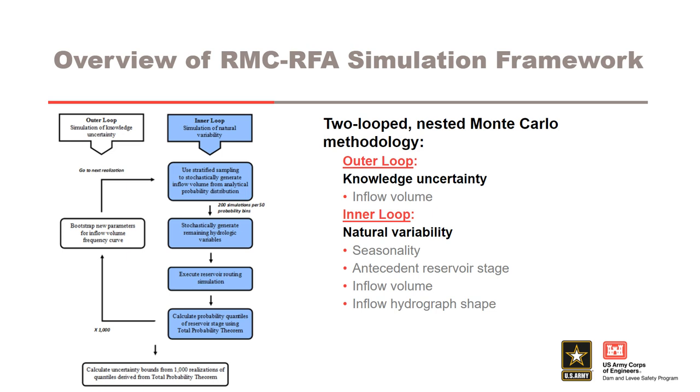Instead of using fixed values, RMC-RFA treats four variables as random variables with random sources of uncertainty, including the seasonal occurrence of the flood event, the antecedent reservoir stage, inflow volume, and the inflow flood hydrograph shape. In the next several slides, I will go through each step of the two-loop simulation process.